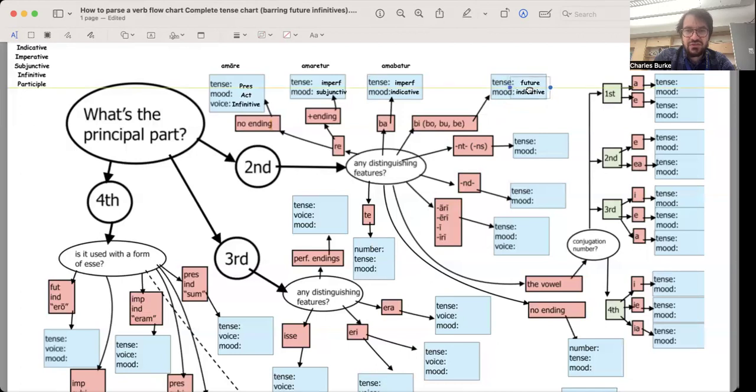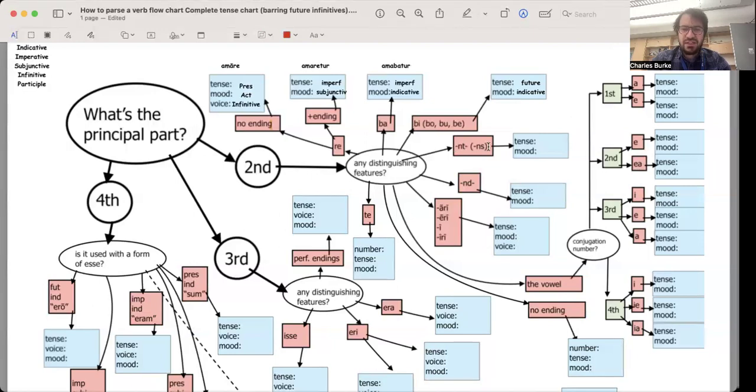Now that is just how we do the futures for the first and second conjugation verbs, words that have an are or ere in the infinitive. So the futures for third and fourth conjugation verbs are actually going to be determined by this letter E. It's a vowel shift. That's how you do the futures for third and fourth conjugation verbs. But we'll get there in a second. Let's continue to go through this chart kind of in order.